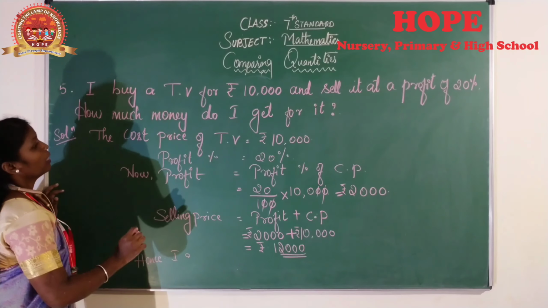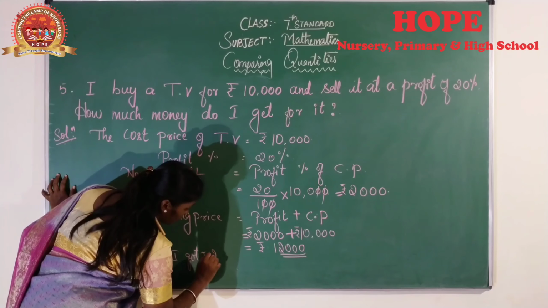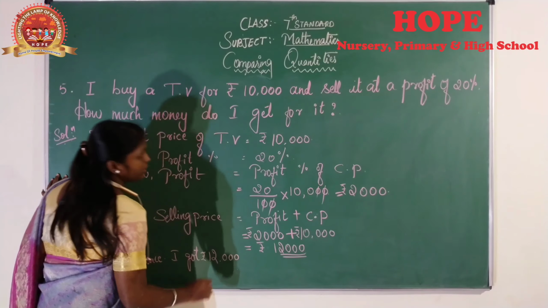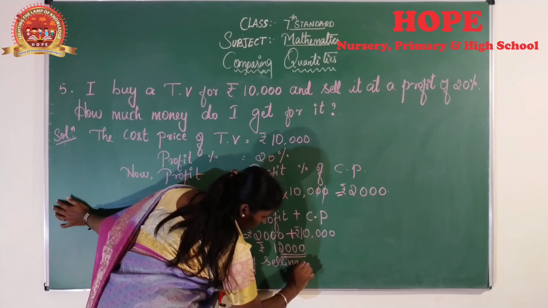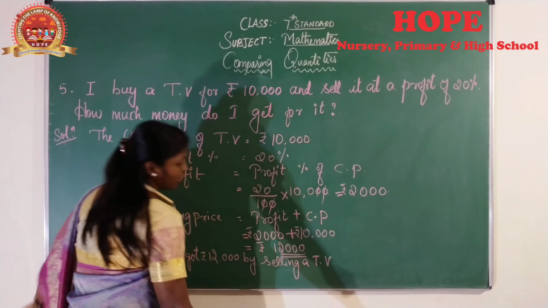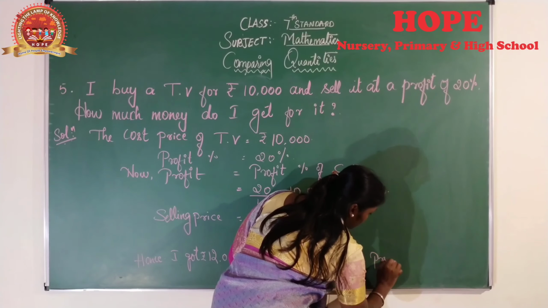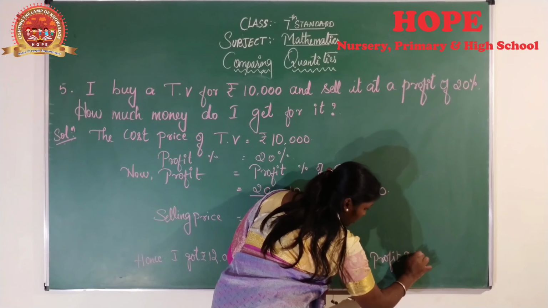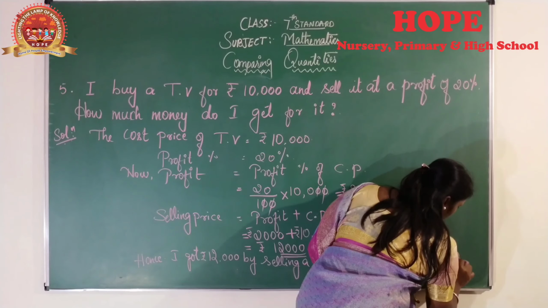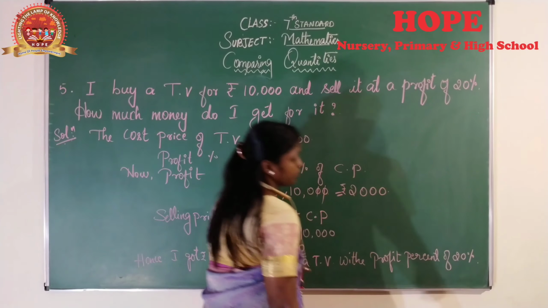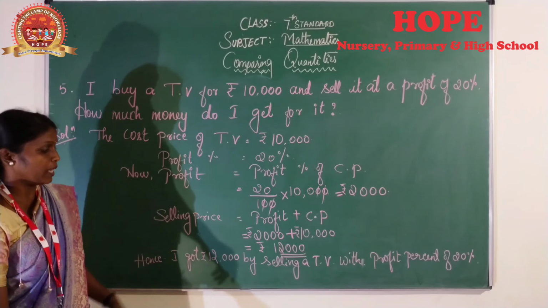So hence I got rupees 12,000 by selling a TV with a profit percentage of 20%.